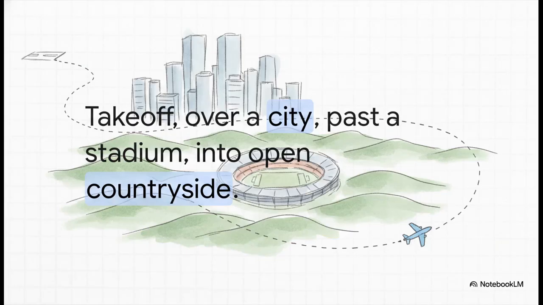To make this super easy to remember, we aren't just going to stare at a boring list of rules. Instead, we're going to simulate a single continuous flight. We'll take off, fly right over a bustling city, cruise past a packed stadium, and finally end up out in the open countryside. By mapping these spatial rules onto a real-world scenario, you're going to lock this information right into your brain for exam day.